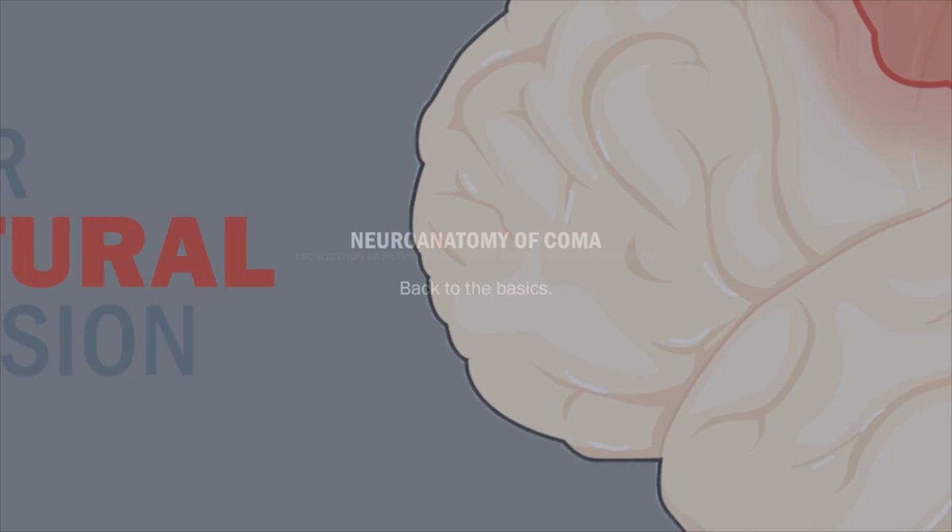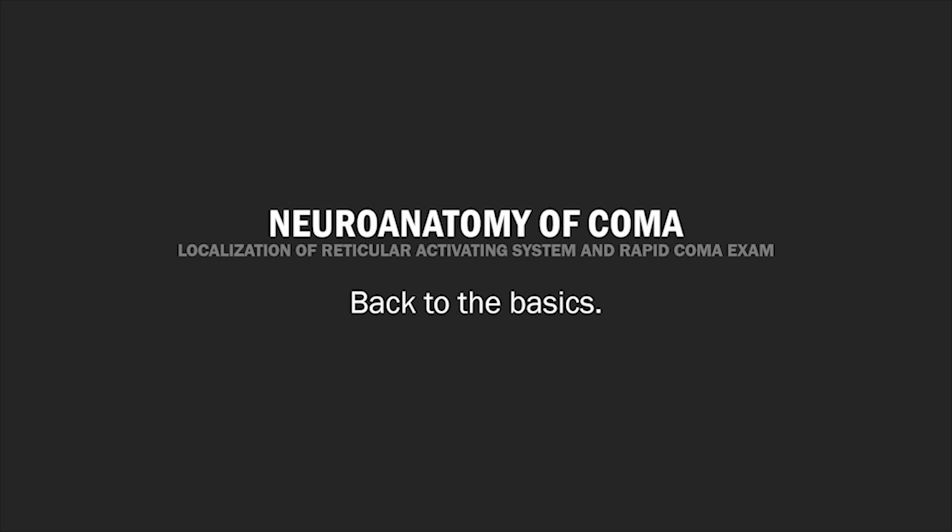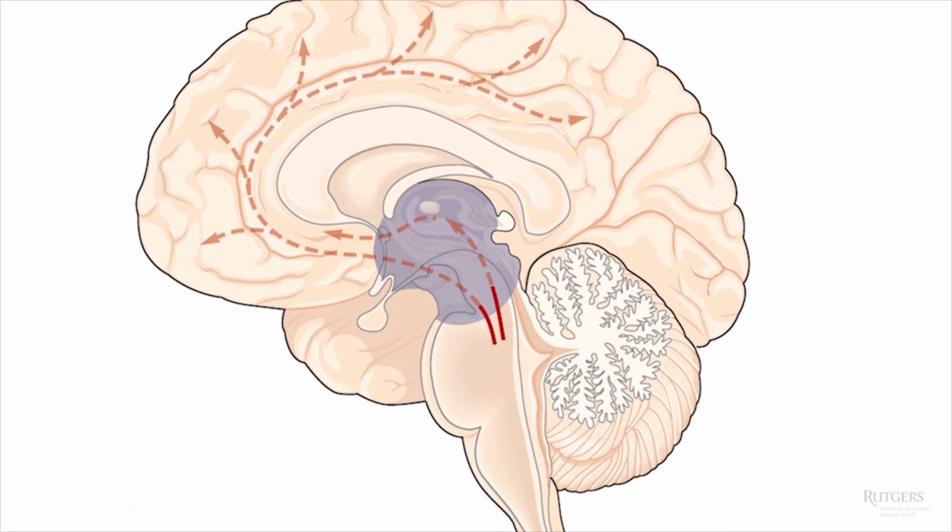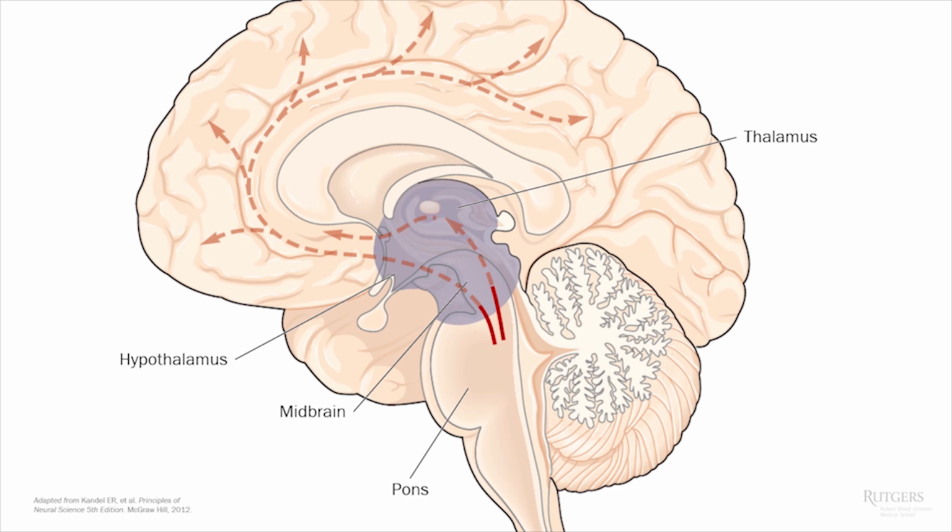You can't spell neuroexam without neuroanatomy, so let's take it back a bit to some basics. Shown here is a sagittal cut through the midline, where you can see all of the important components of the ascending reticular activating system that keeps you awake. So we are talking about the pons, midbrain, thalamus, hypothalamus, and cerebral cortices.